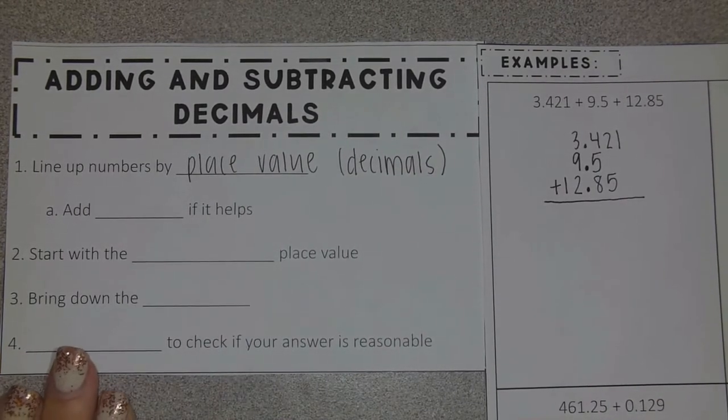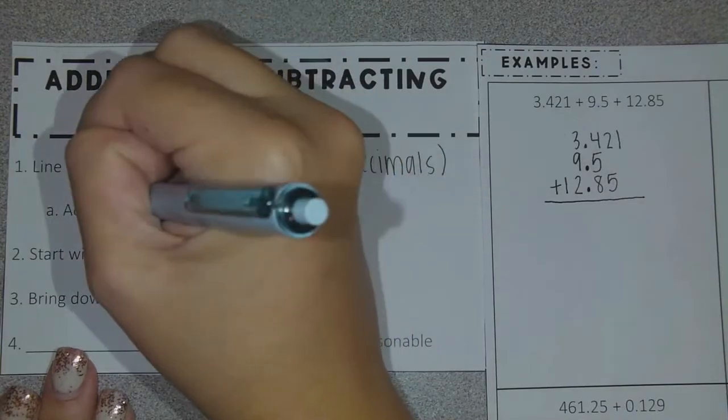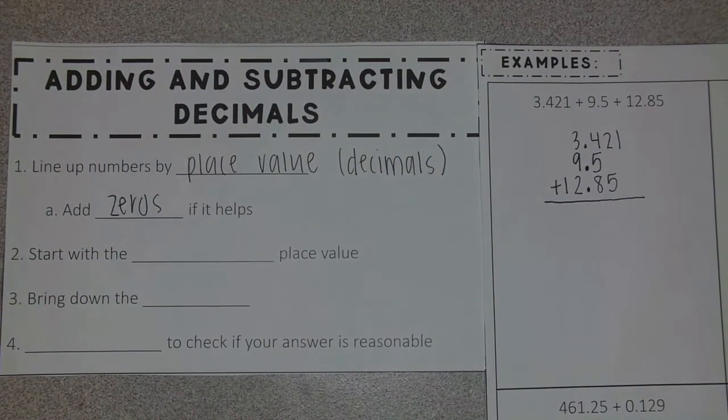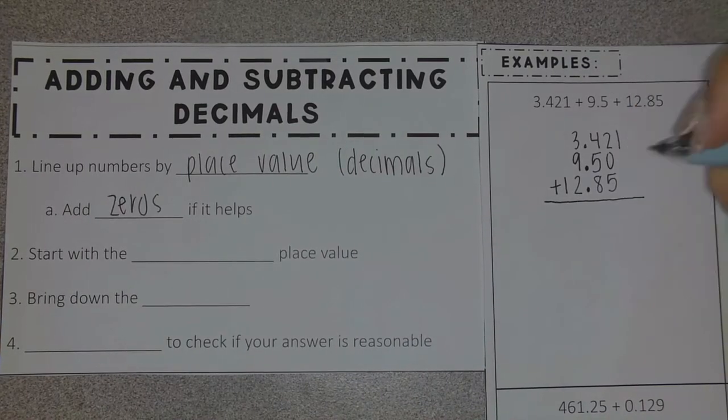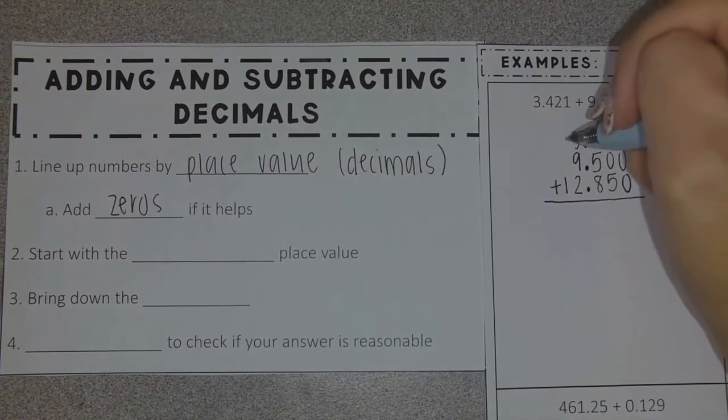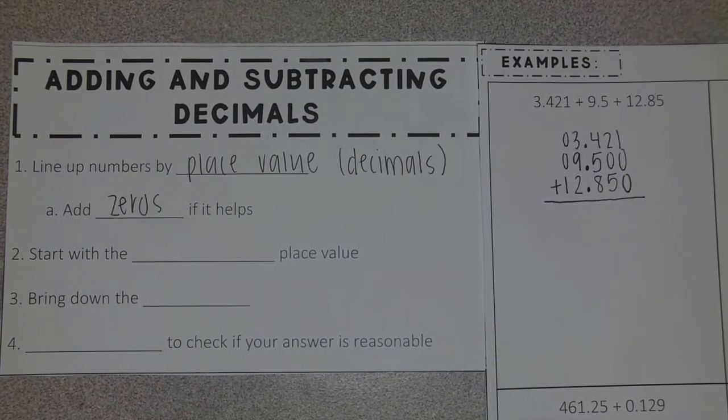So once I've lined those numbers up by place value, if it helps, add zeros to fill in those missing gaps. So for example, in 9 and 5 tenths, I can put a 0 in the hundredths place and the thousandths place to give it the same number of place values, the same number of digits as 3 and 421 thousandths. I can also come down to our last number and add a 0 in the thousandths place. And if I wanted to, I could add zeros in the tens place as well.